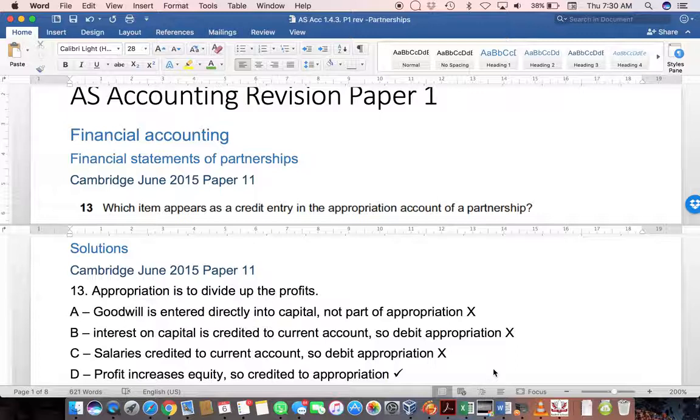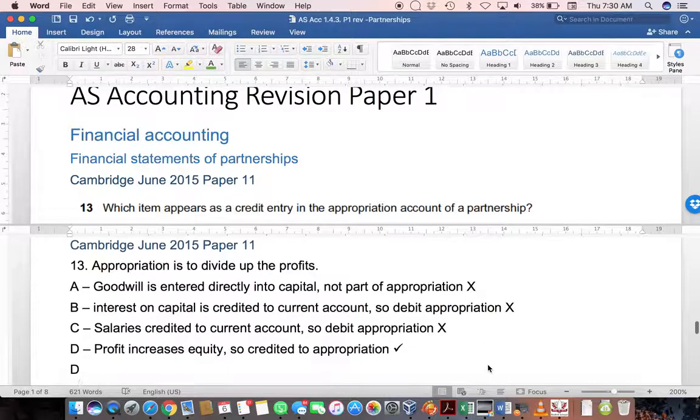Lastly, D, profit. Well, profit increases the equity, and as a result, it would therefore be credited to appropriation, and you will use it in the appropriation account because that is the purpose, to divide up the profits. So we will choose D as our answer.